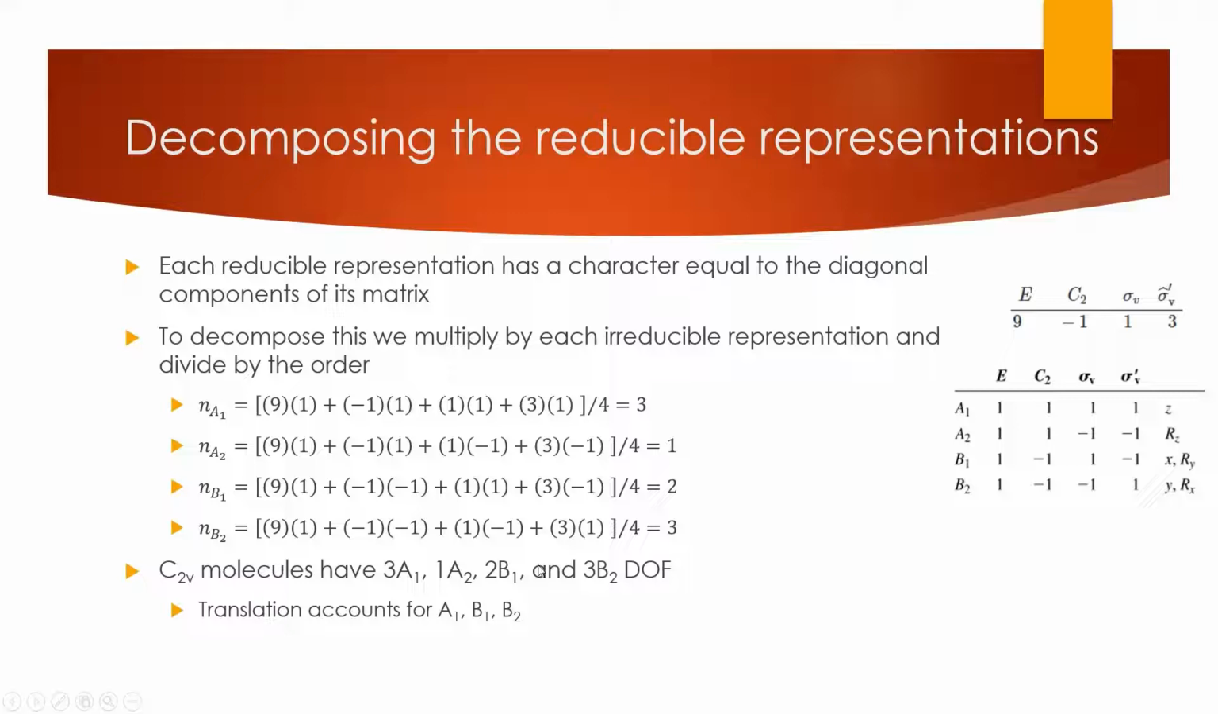And we can do the same thing for rotation. So our character table also tells us that rotation in the X, Y, and Z dimensions belong to the B2, B1, and A2 representations. So we know that our 3 translational degrees of freedom are in these 3 representations. Our 3 rotational degrees of freedom are in these representations. So what about vibration? Well, just like when we were calculating how many vibrational modes there are, our vibrational degrees of freedom are basically whatever is left.